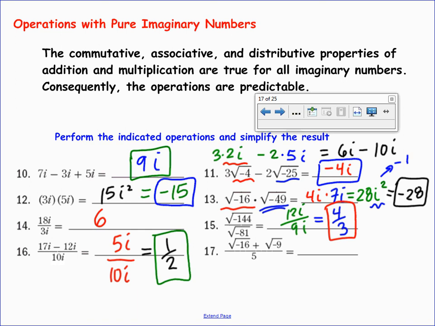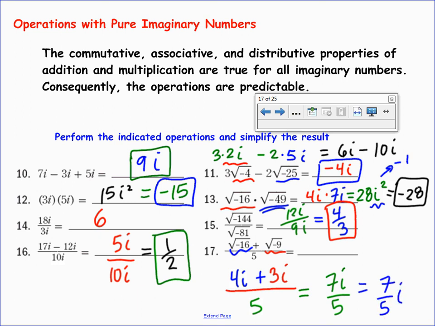Number 17, rewrite your square roots first in terms of I and then continue on. So my first step would rewrite the square root of negative 16 as 4i. The square root of negative 9 as 3i. That's still all over 5. Combine like terms on top. 4i plus 3i is 7i. And then we'll go ahead and rewrite that in standard form. That would be 7/5 I, and we'll talk about that soon. That would be 7/5 I is my final answer.